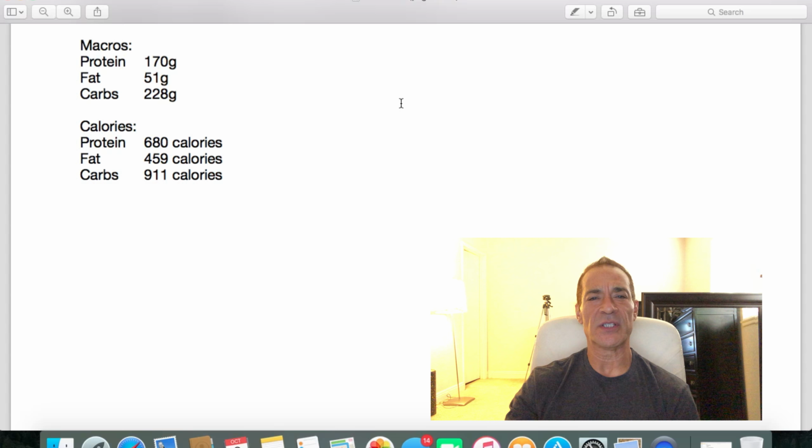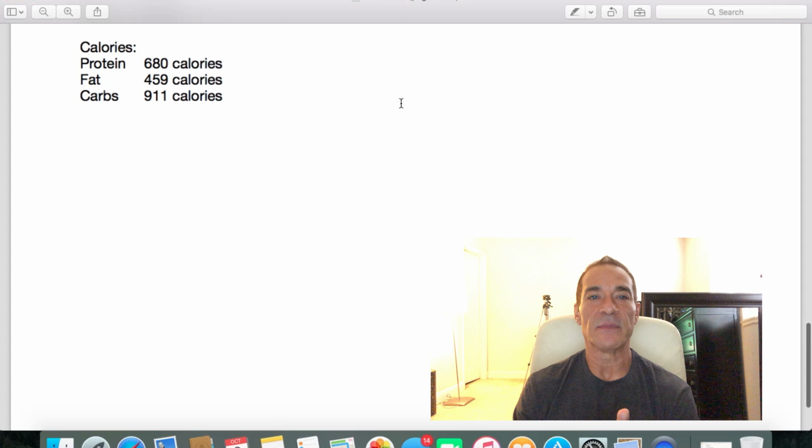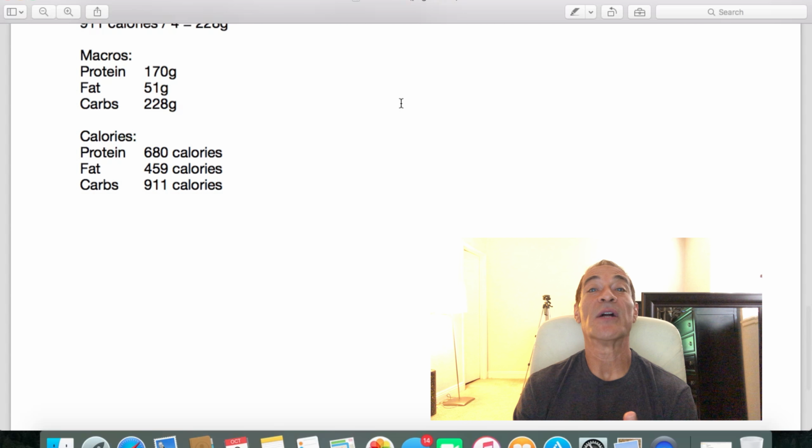So basically, guys, when you want to look at what are my macros, based on the exercise that we just did, you're going to have 170 grams of protein, 51 grams of fat, and 228 grams of carbohydrates. Those are your macros. Now what that relates to in calories is protein is going to be 680 calories, fat 459 calories, and carbs 911 calories. That's a quick and easy way for determining your calorie count as well as your macros.